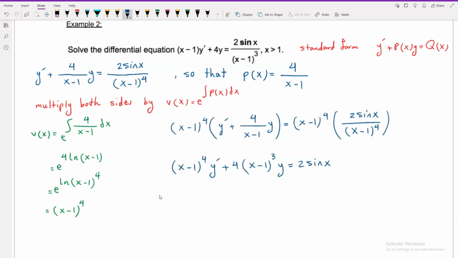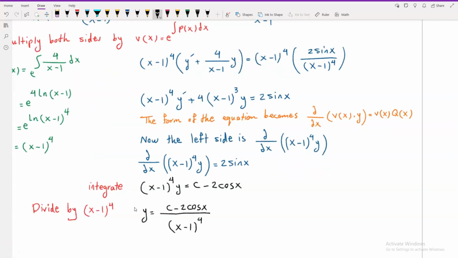Multiply both sides by v(x). We're going to have x minus 1 to the 4th power times y prime plus 4 divided by x minus 1 times y equal to x minus 1 to the 4th power times what we have on the right side, that is 2 sine x divided by x minus 1 to the 4th power. Now simplify: x minus 1 to the 4th power times y prime plus 4 times x minus 1 cubed times y equal to, on the right side, 2 sine x.